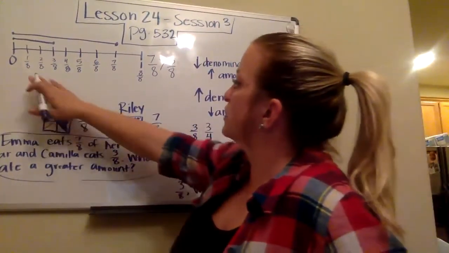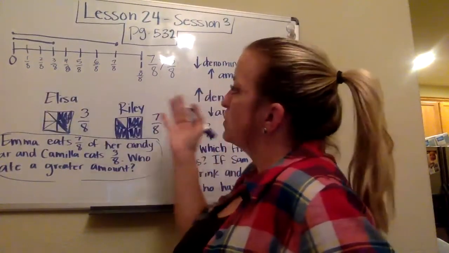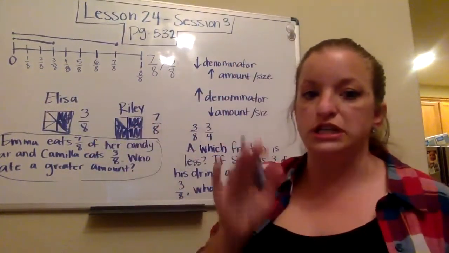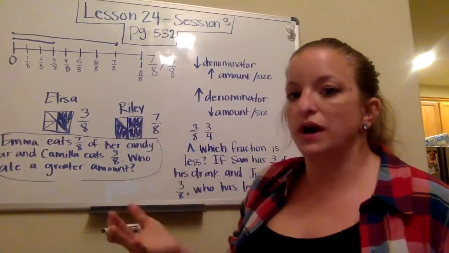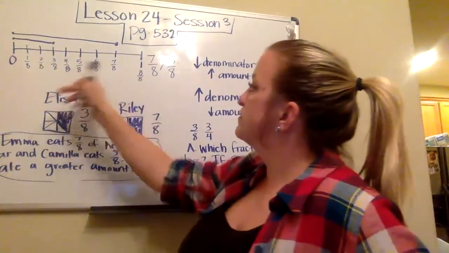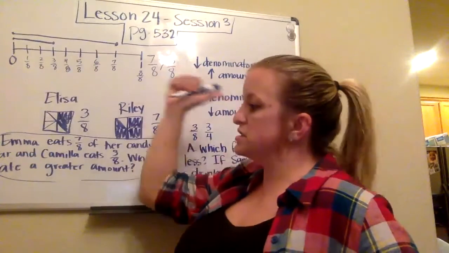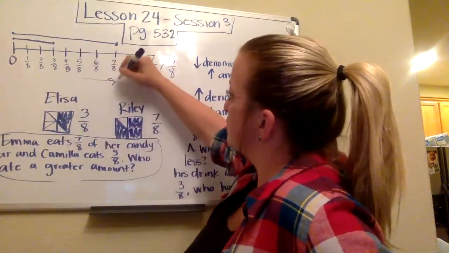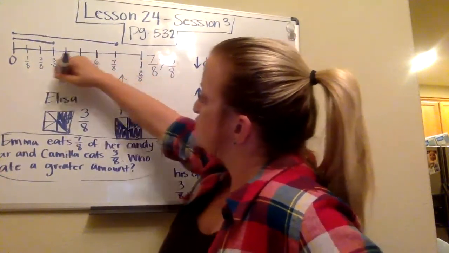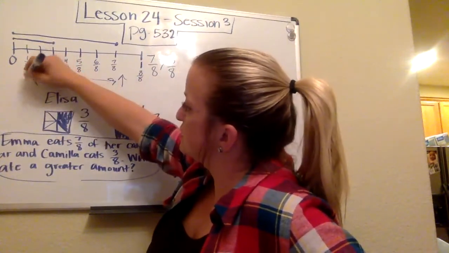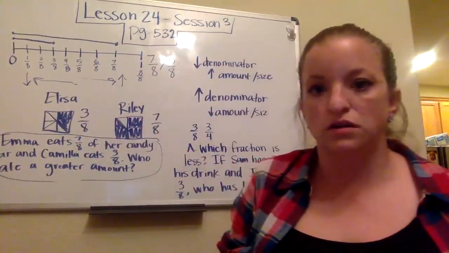As you move along, your numerator remains the same. So, I'm sorry, I misspoke. Your denominator remains the same. So you have to look at the numerator. 7 is way farther right. As you move this way, the numbers get bigger. So you move this way, the fraction amounts get smaller.